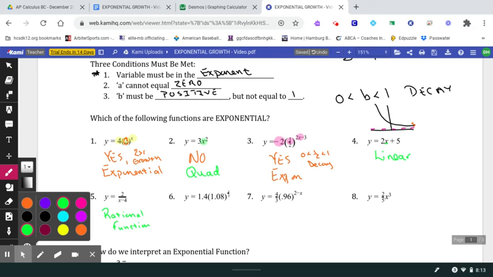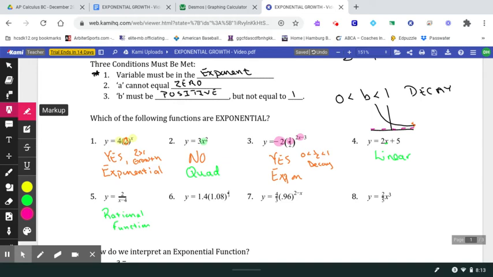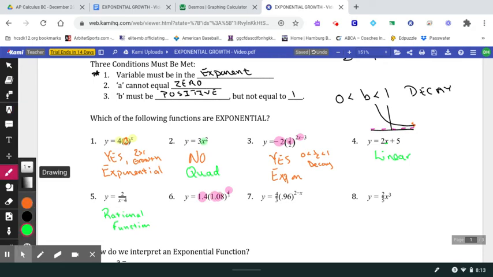This number 6 is an excellent exponential function. We've got our variable up here in the exponent. Our a is not equal to 0, and our b value is positive but not equal to 1. So we got a huge emphatic yes on that one. This one is exponential.